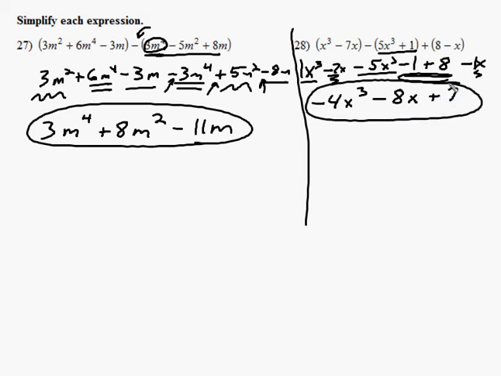And so that's how you add and subtract polynomials. If you have a negative, make sure you add the opposite, so make each term opposite, and then you add like terms, which means they have the same variable and the same exponent.